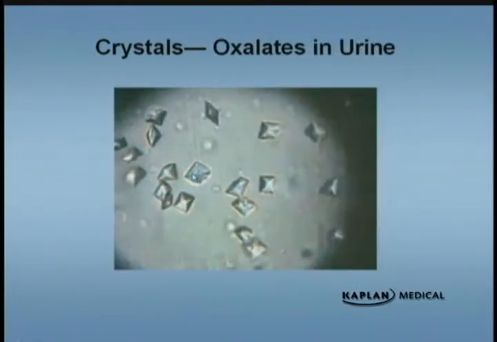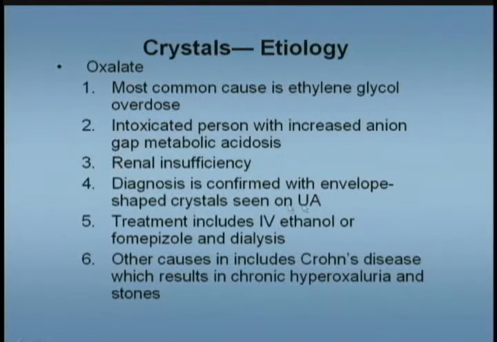You treat it with alcohol, let's see. You treat it with ethanol or fomepizole. Ethanol and fomepizole prevent the production of the oxalic acid. Dialysis is used to get the oxalic acid off of you. Dialysis removes the oxalic acid from your blood and removes the ethylene glycol from your blood.